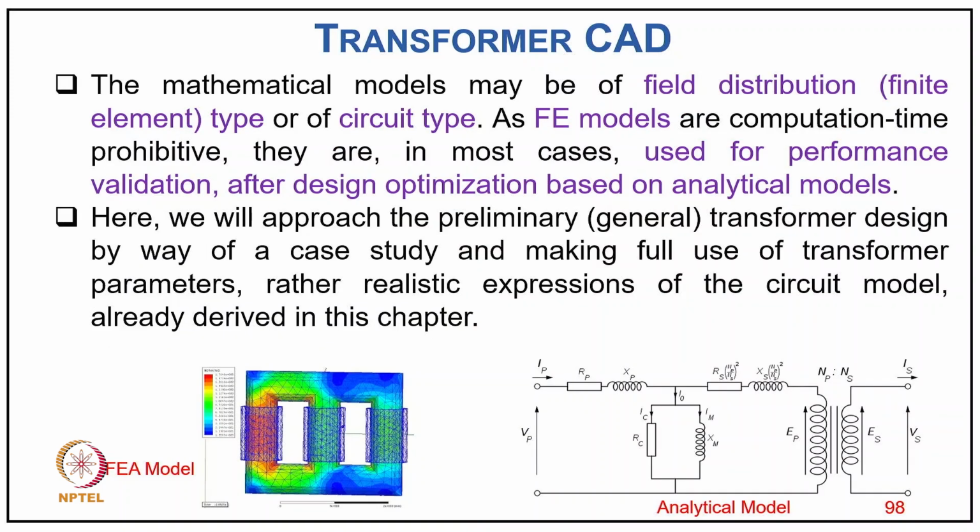Mathematical models may be field distribution using finite element type, or circuit type. As finite element models are computationally time-prohibitive, they are in most cases used for performance validation after the design optimization based on the analytical model. Hence, we approach the preliminary general transformer design by way of a case study, making full use of transformer parameters, with a realistic expression of the circuit model, already devised here. As you can see, here is the FEM model, and here is the analytical model, the equivalent circuit of the transformer with the different parameters of the equivalent circuit.